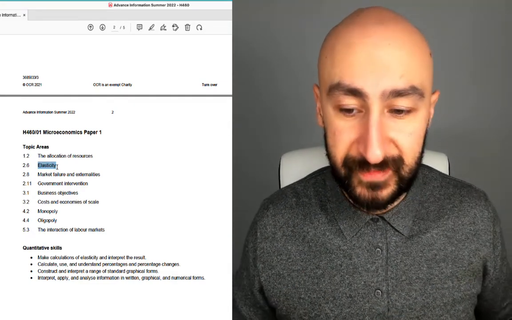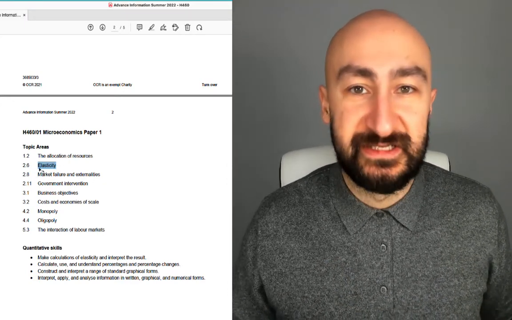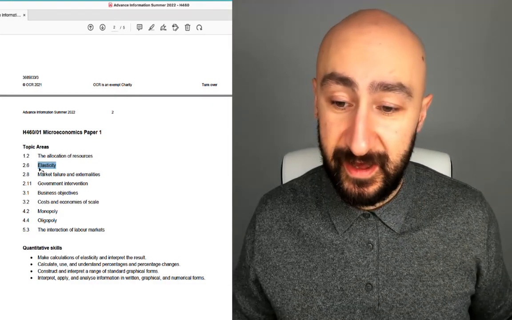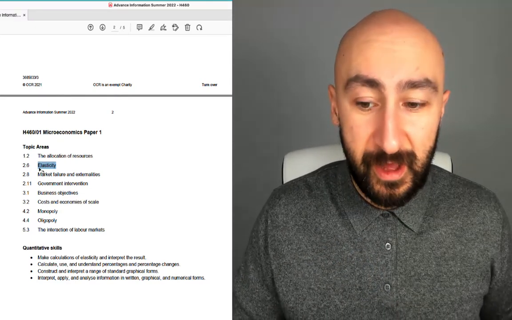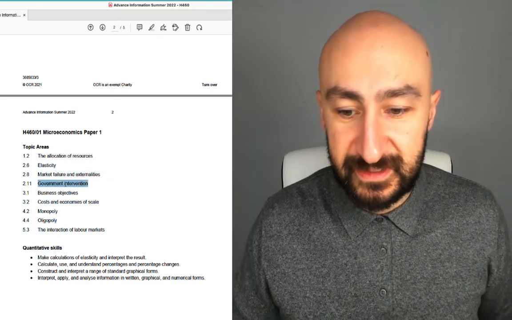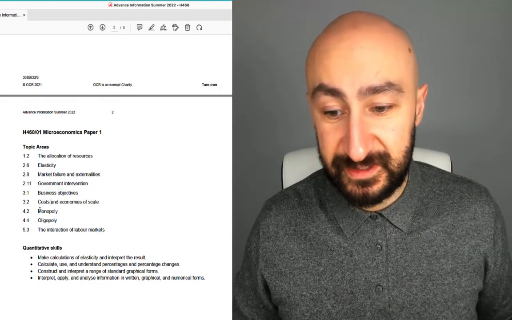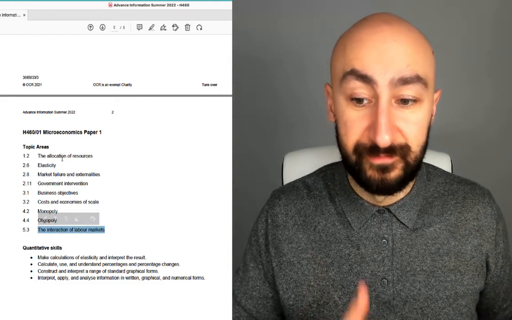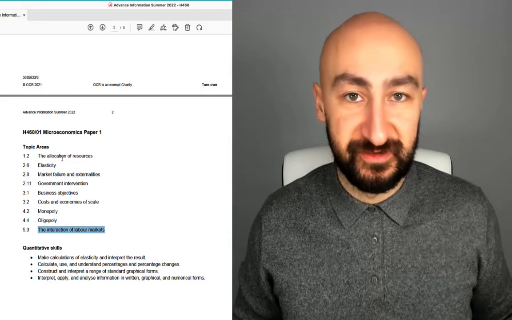and supply. Does this mean that they're going to ask an isolated question on this? Potentially. They can ask isolated questions on that topic area, but elasticity comes into market failure, it comes into government intervention, it comes into business objectives, it comes into monopolies and oligopolies, and in terms of supply and demand, the interaction of labor markets.